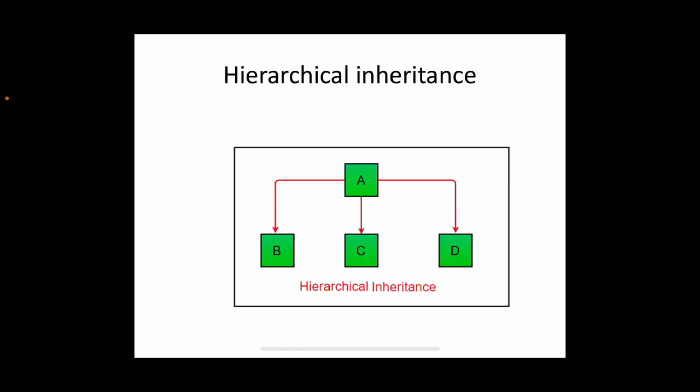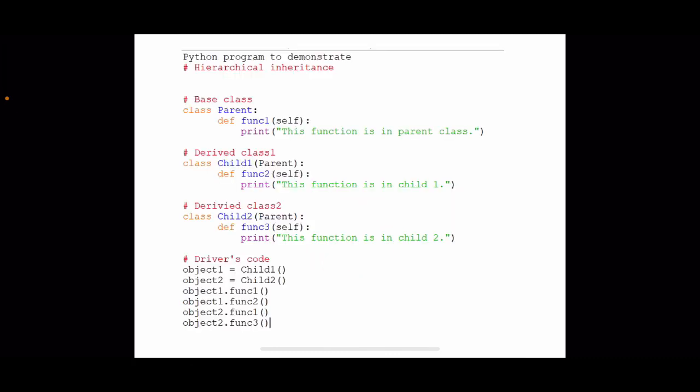Now coming to the third type of inheritance, that is hierarchical inheritance. That is, different subclasses derive methods and properties defined in the same parent class. Here A is the parent class. Three child classes are there, B, C and D. All three inherit from A. You can see an example for that.